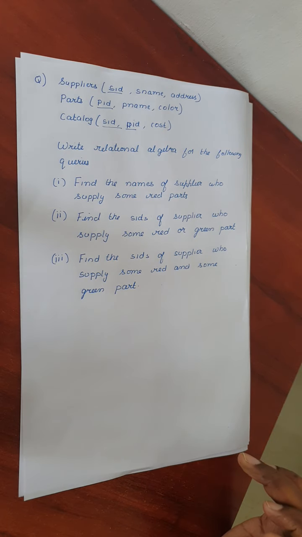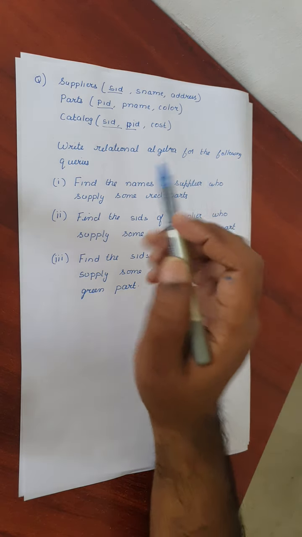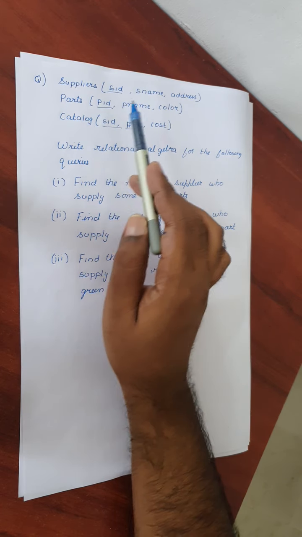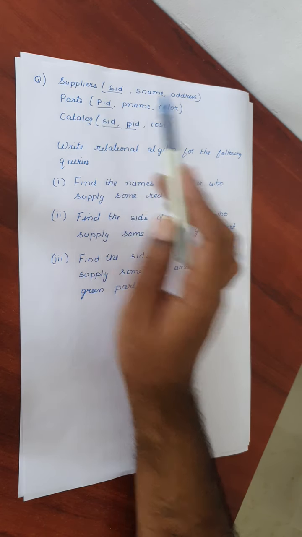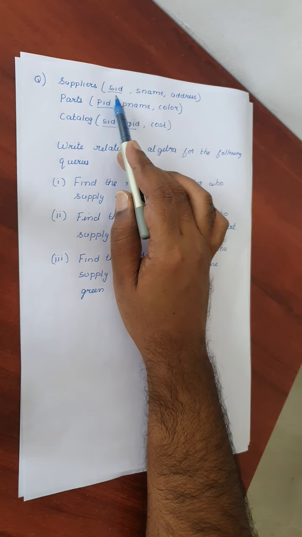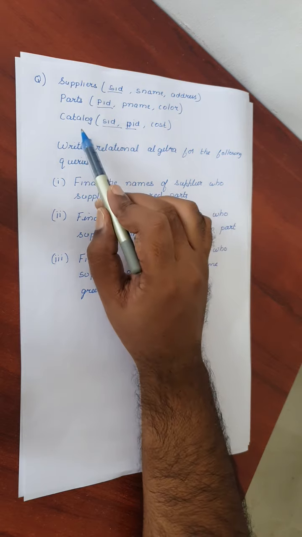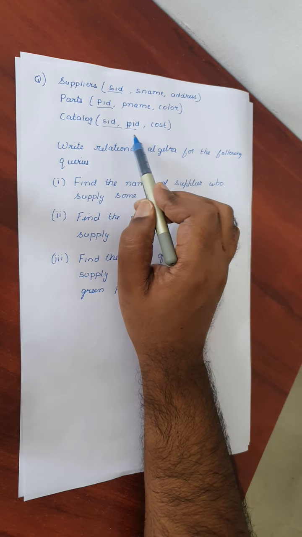Now we can see the next problem. These are the three relations that are given: supplier, parts, catalog. And the schema is also given: supplier ID, supplier name, address; part ID, part name, color; catalog, supplier ID, part ID, cost.